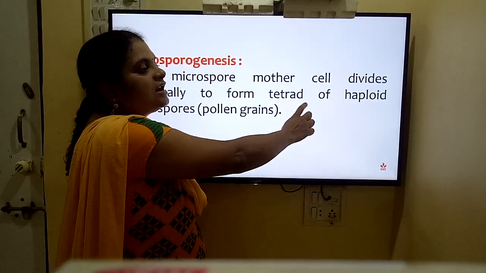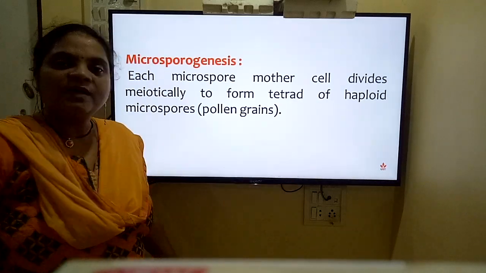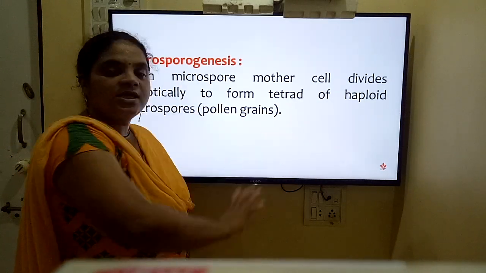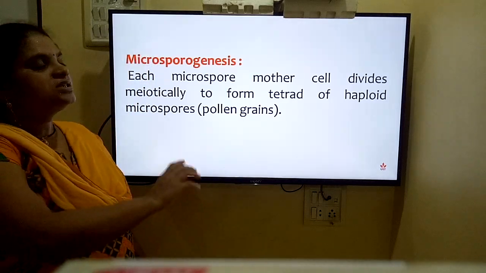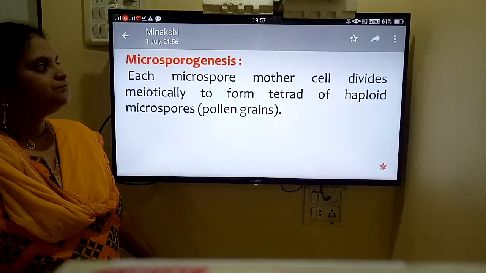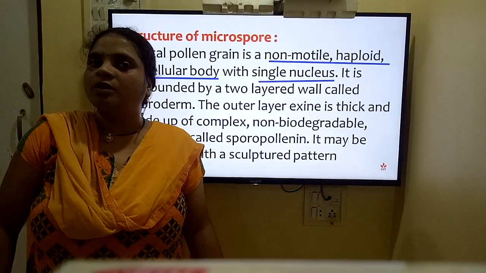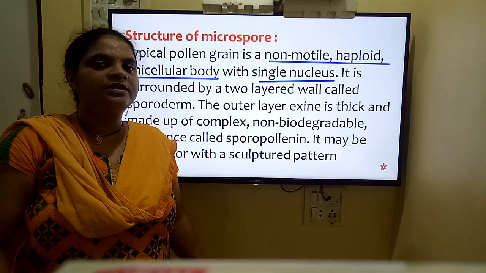It means a tetrad of haploid microspores, and each microspore is called a pollen grain. So this is microsporogenesis. Now the next topic is the structure of the microspore. It means the structure of pollen grains.